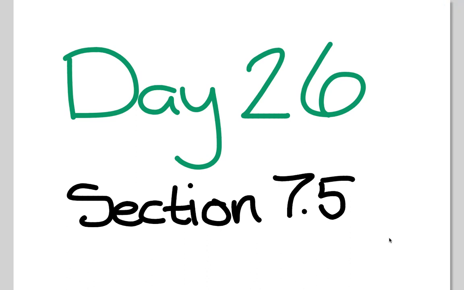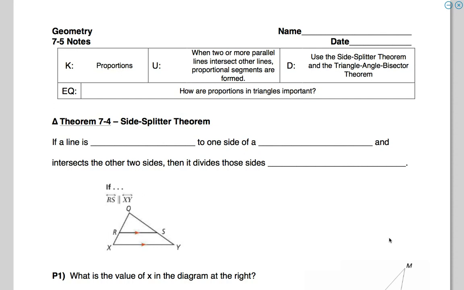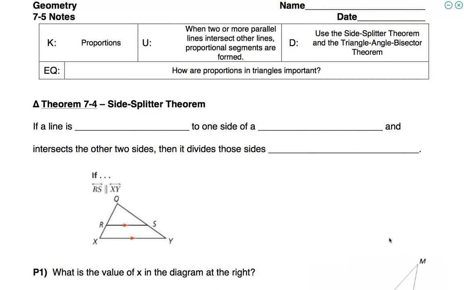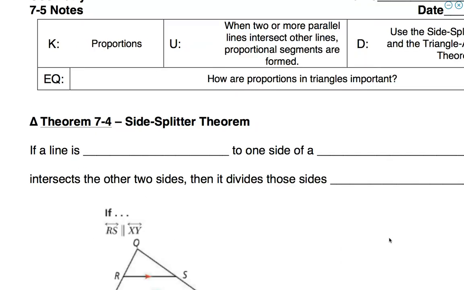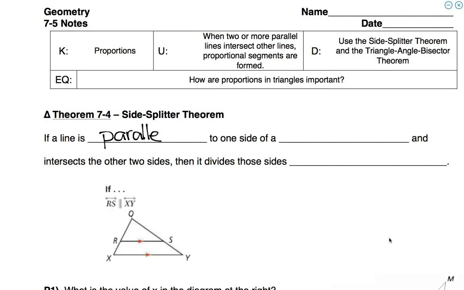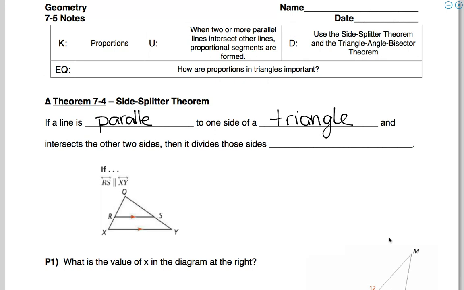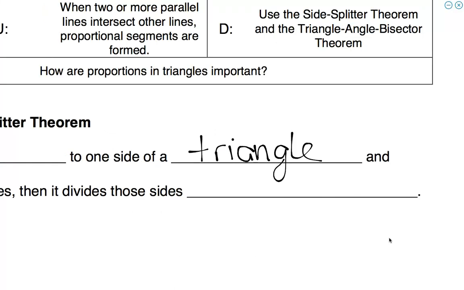All right, last section of Unit 7, we're going to talk about some proportional relationships inside of triangles. We jump to a theorem right out of the gate here. We call it the side splitter theorem. And it states that if a line is parallel to one side of a triangle and intersects the other two sides, then it divides those sides proportionally.